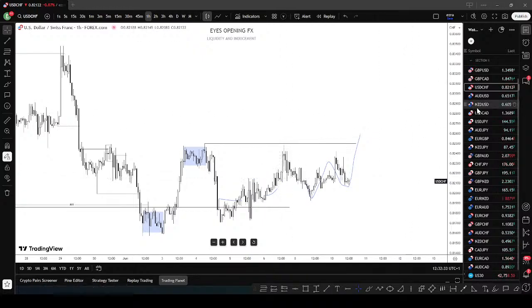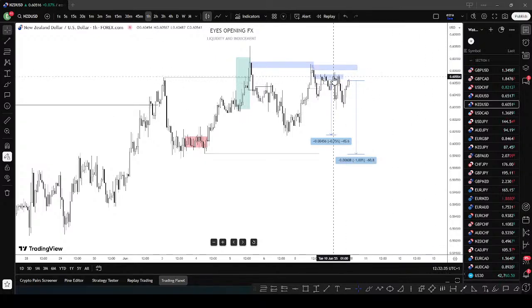On New Zealand, the same thing. I'm bearish on this pair. So I gave this outlook. I'm bearish on this pair. So after this sell right here, I'm still selling around here. But this is kind of a risky entry.